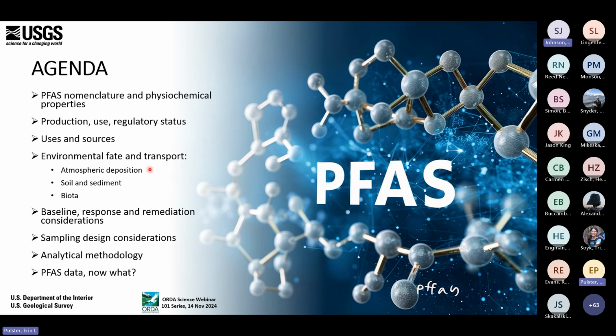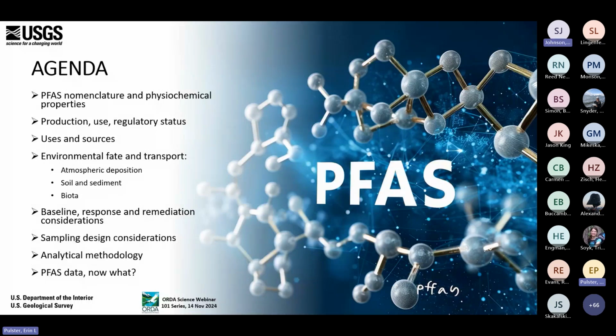Okay, so again, I'm going to go through basically the document. If you haven't seen the document itself, it's broken up in a number of chapters, but I'm going to introduce you briefly to some of the nomenclature and physiochemical properties of PFAS, their production, use, and status right now, the sources that they've been used in, fate and transport, and introduce some of the key concepts when we're talking about atmospheric deposition, soil and sediment, and biota.